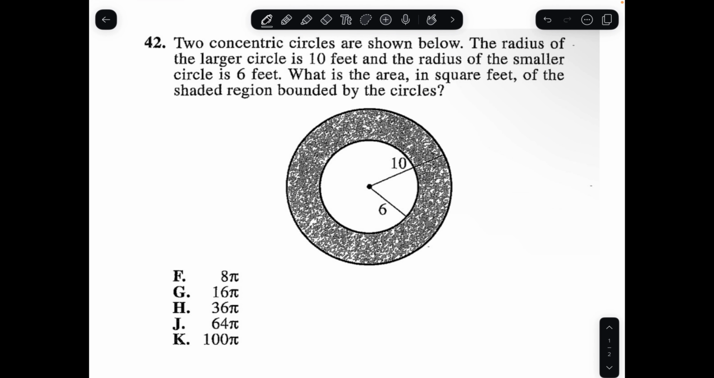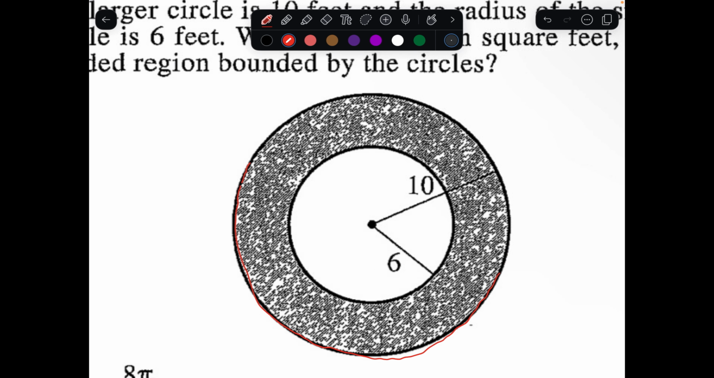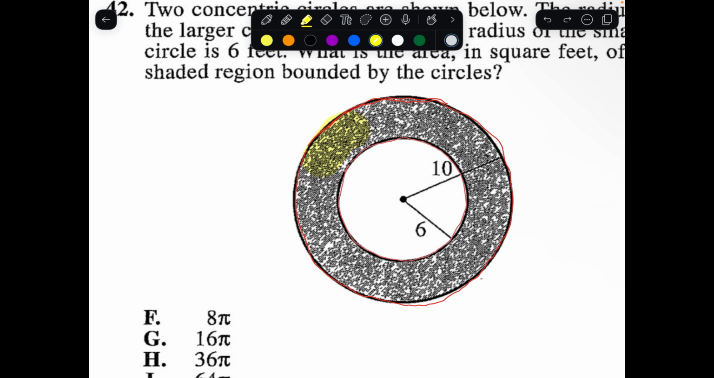On to question 42, which says, two concentric circles are shown below. The radius of the larger circle is 10 feet, and the radius of the smaller circle is 6 feet. What is the area in square feet of the shaded region bounded by the circles? The red line is our larger circle, right? And the orange line is our inner circle, right? So we want to figure out the area of this region right here, this now shaded yellow region.